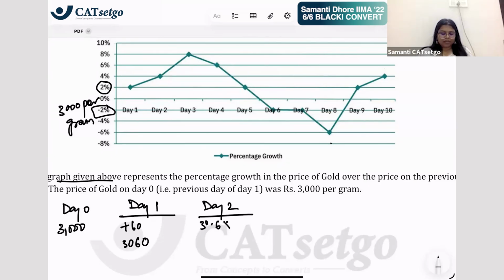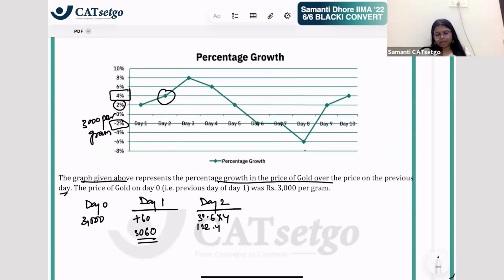Then day 2, 1% is 30.6. 30.6 का 4% ग्रो किया है. So growth you have to calculate over previous day. So on day 2, the 4% increase happened over the previous day. Right? What is the data given to you? The percentage growth in the price of gold over the previous day. Not on day 1. So you're not supposed to calculate 4% of 3,000. You're supposed to calculate 4% of 3,060.